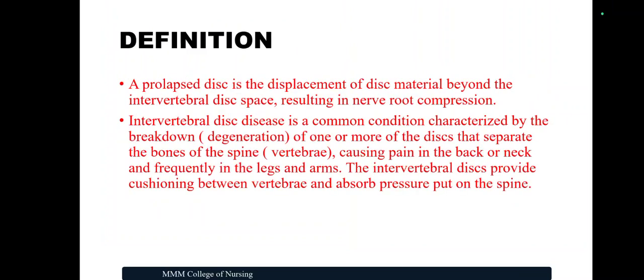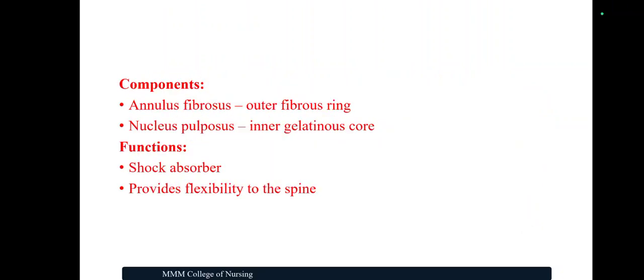Moving on to the definition, a prolapsed disc is the displacement of the disc material beyond the intervertebral disc space, resulting in nerve root compression. Intervertebral disc disease is a common condition characterized by the breakdown of one or more of the discs that separate the bones of the spine, causing pain in the back or neck and frequently in the legs and arms. The intervertebral discs provide cushioning between the vertebrae and absorb the pressure put on the spine.